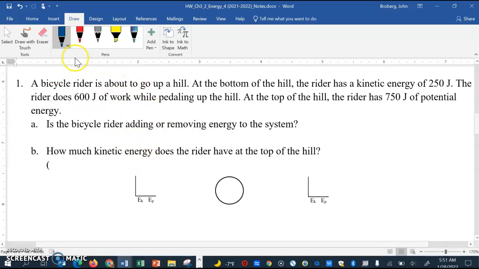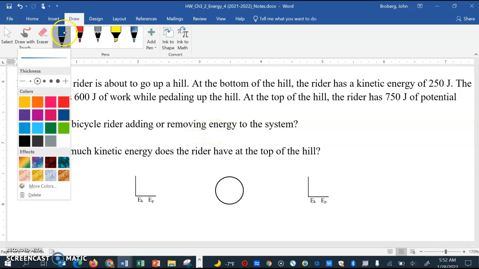when we use work. So here's a quick example. A bicycle rider is about to go up a hill. At the bottom of the hill, the rider has kinetic energy of 250 joules. The rider does 600 joules of work while pedaling up the hill. At the top of the hill, the rider has 750 joules of potential energy.